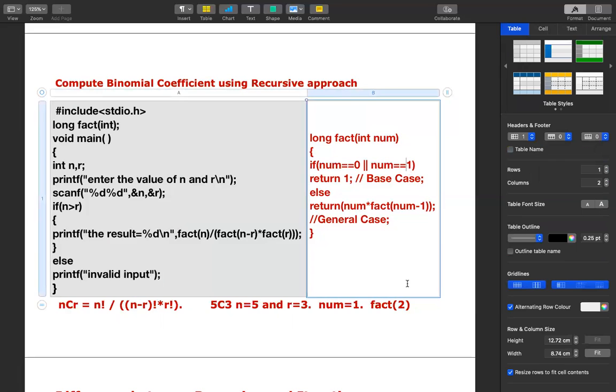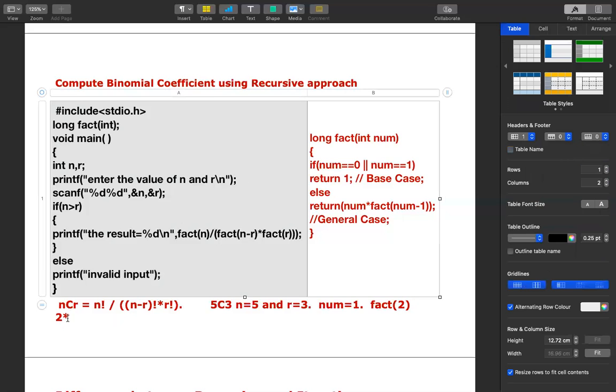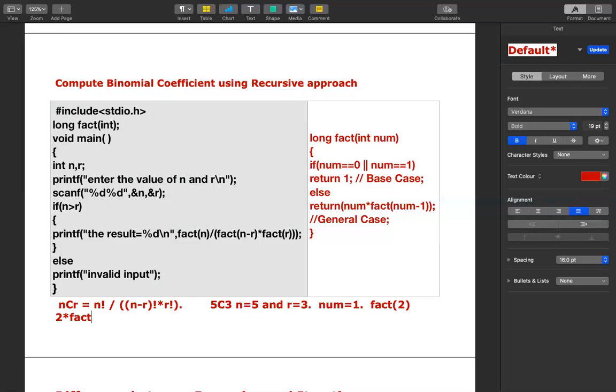Is num equal to 1? No, it is equal to 2. So both the conditions are false. It never goes here. It goes to the else case. What happens in the else case? It returns num. What is the current num? 2. So it returns 2 into fact of, what is the current value of num? It's 2, because you are passing 2 here. So 2 into fact of 2 minus 1.